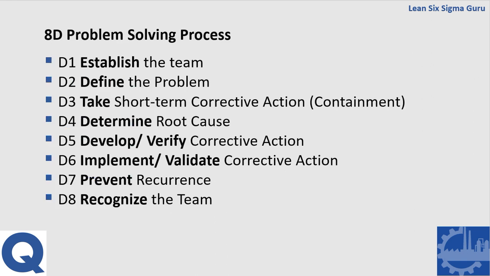So those are the 8 steps of the 8D process. First, to establish the team, cross-functional, know who the leader is, know who the executive sponsor is. D2, define the problem precisely and concisely. D3, take short-term corrective action, which we call containment, to protect the customer. D4, determine the root cause of occurrence and escape. D5, to develop and verify corrective action. D6, to implement and validate that corrective action. D7, prevent recurrence. And D8, recognize the team.